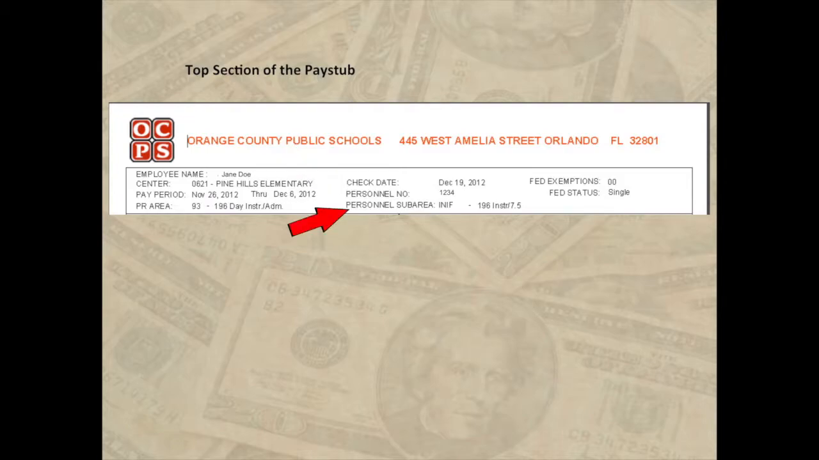The personnel sub-area defines the position type, for example, if the position is classified, instructional or administrator, and the number of hours worked per day. The federal exemptions and federal status is different for everyone and is dependent upon what is filed on your W-4 form. It is extremely important that you verify your filing status appearing at the top of the pay stub. A new W-4 form can be completed at any time throughout the year when you have a life-changing event like the birth of a child.